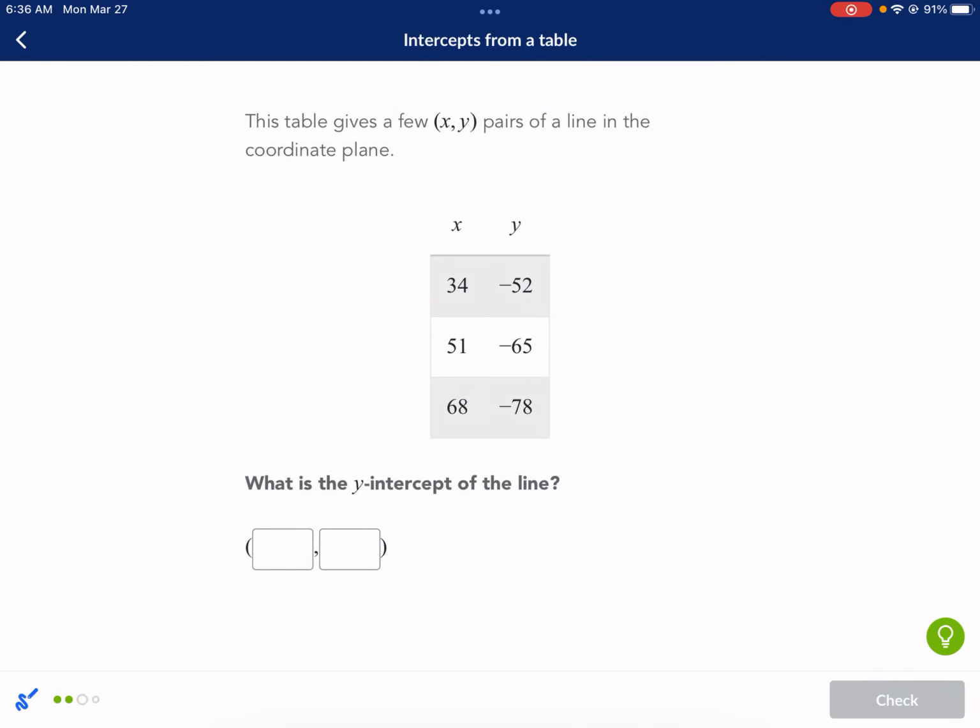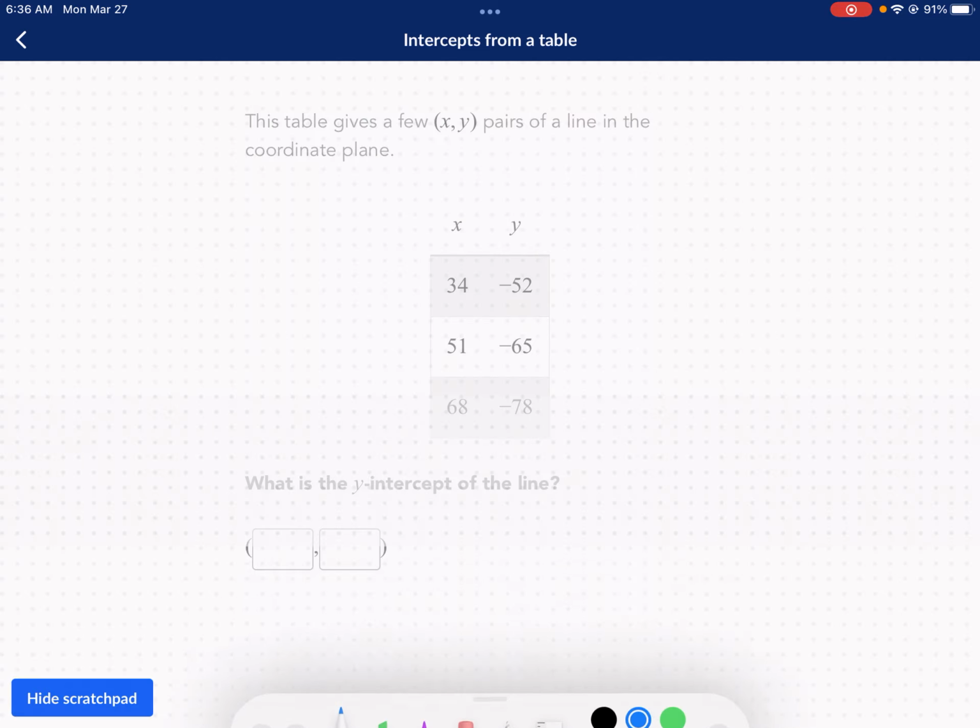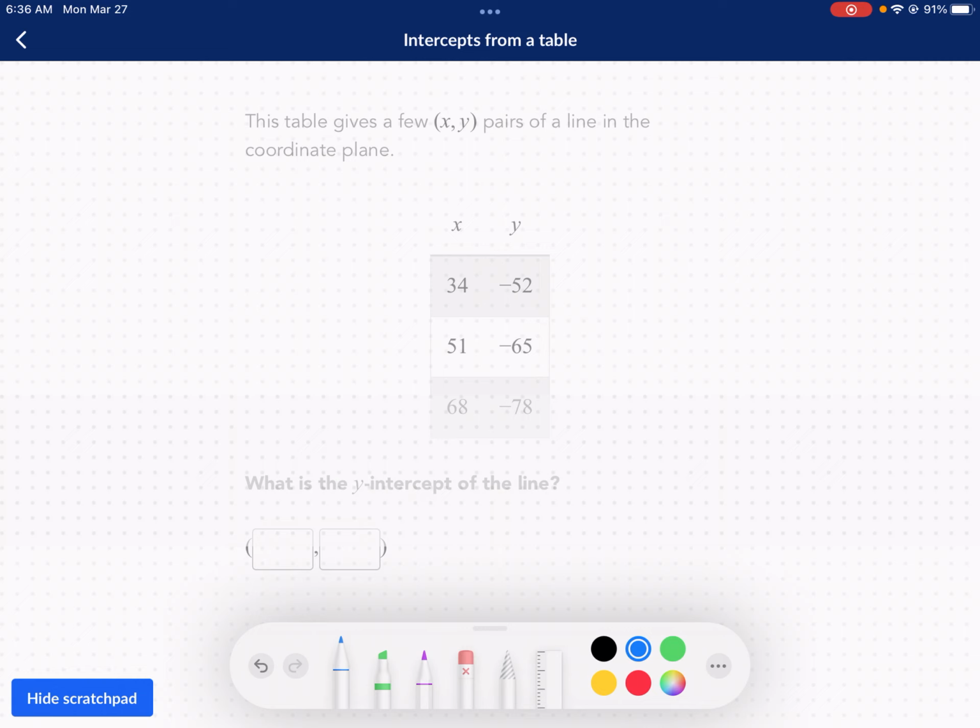This table gets a few points. Same deal. What is the y-intercept? Y-intercepts are going to be a little bit easier just because we don't have to take that additional step. We just have to solve for b. So we're going to just label our points first. x1, y1, x2, y2. Always label first.